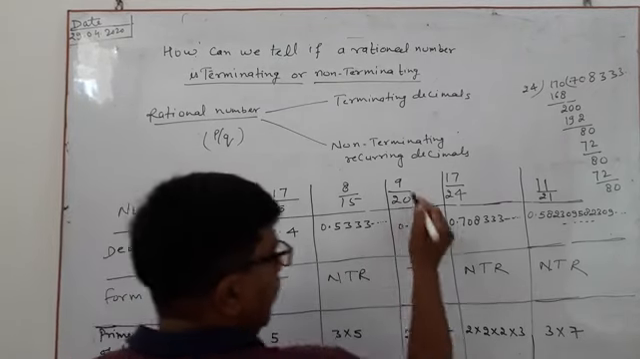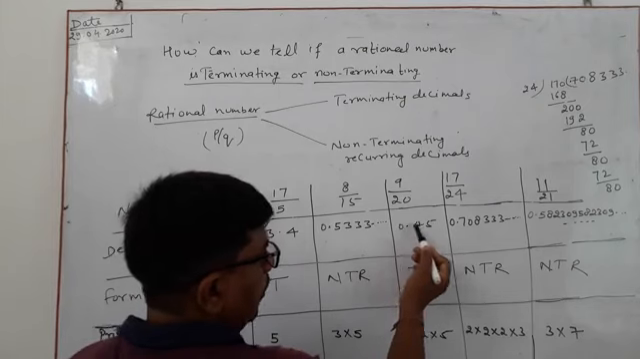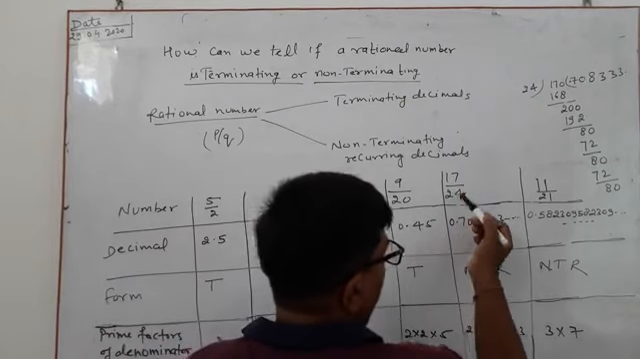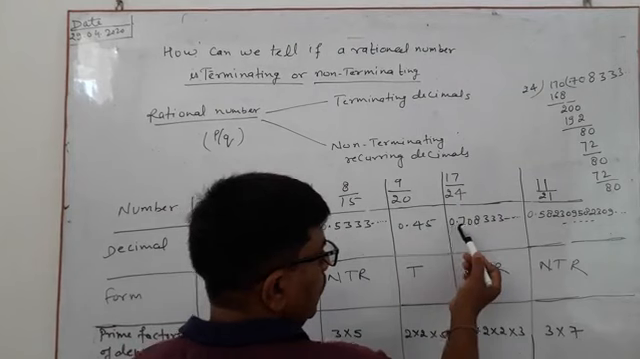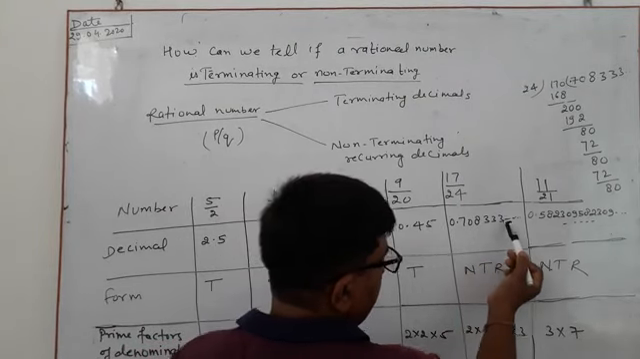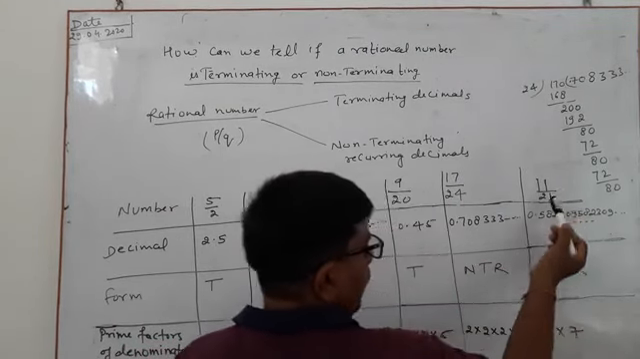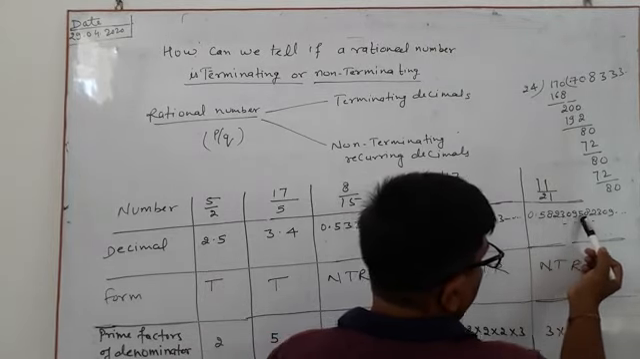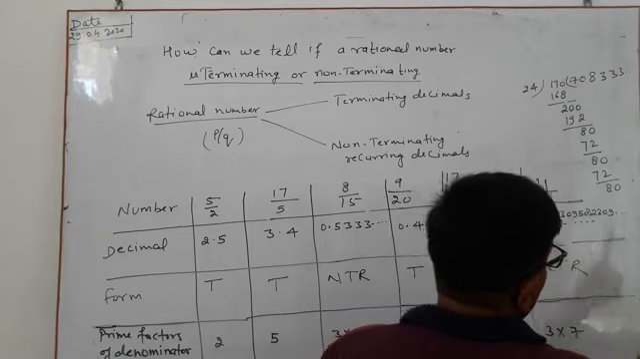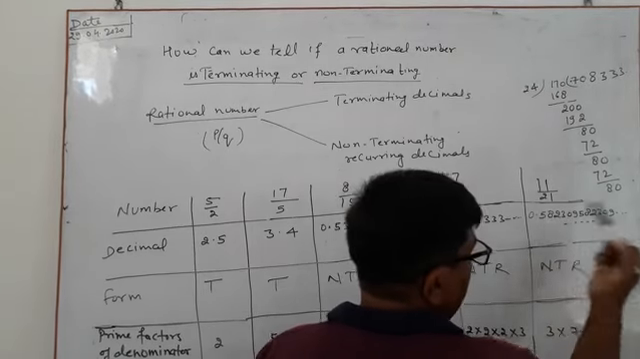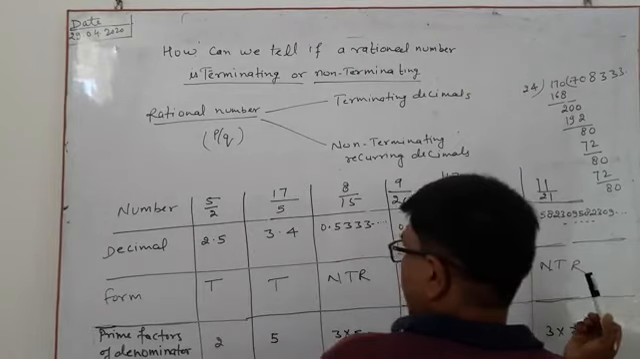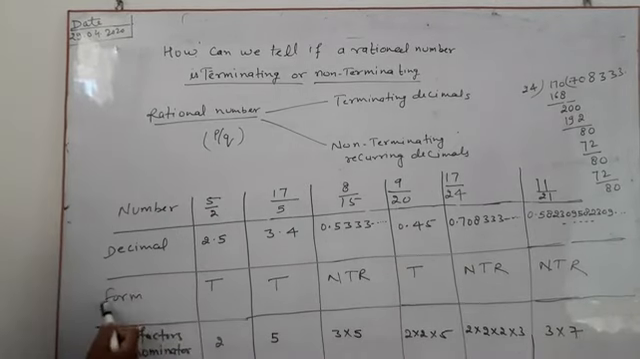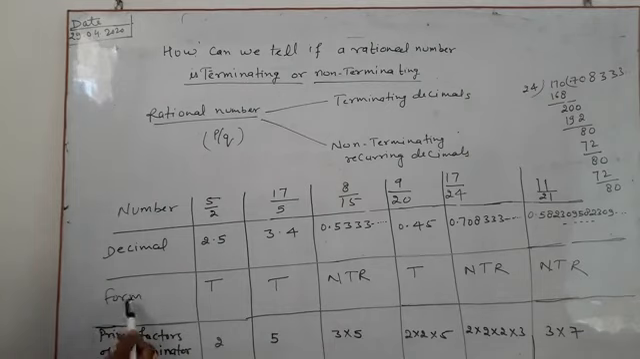9 upon 20 gives 0.45. 17 upon 24 gives 0.708333 and so on, and 11 upon 21 gives 0.523809 523809 and so on. That means three digits are repeating indefinitely. Okay, so now the third column is form. Form means this type of decimal is terminating or non-terminating.